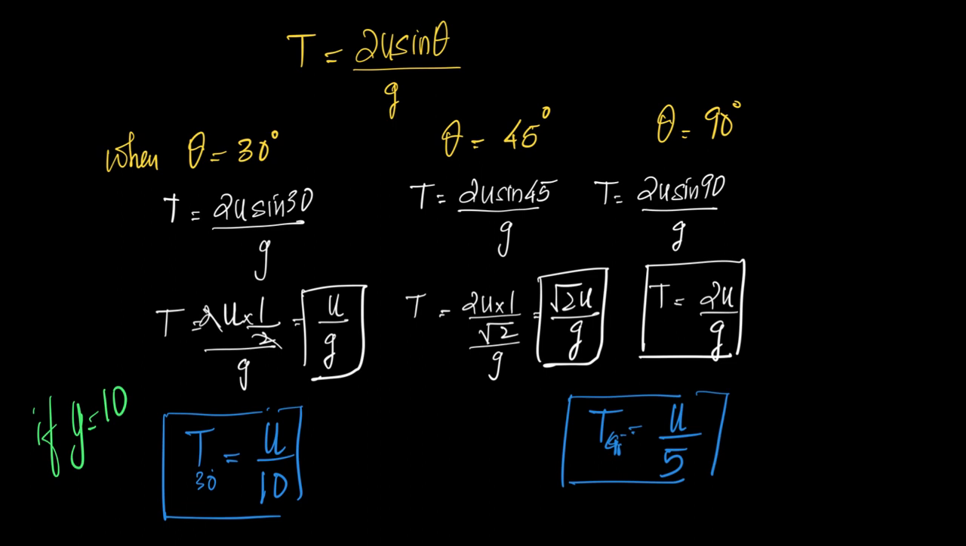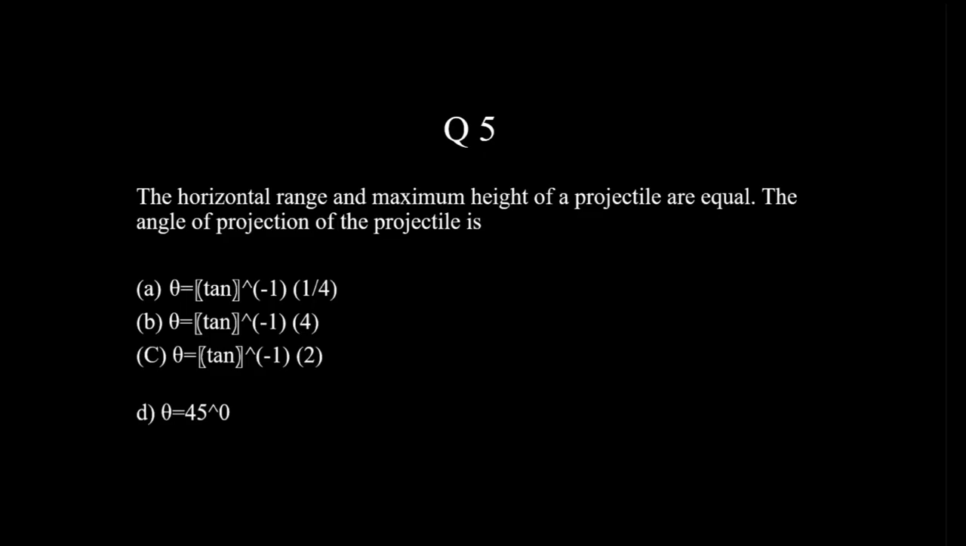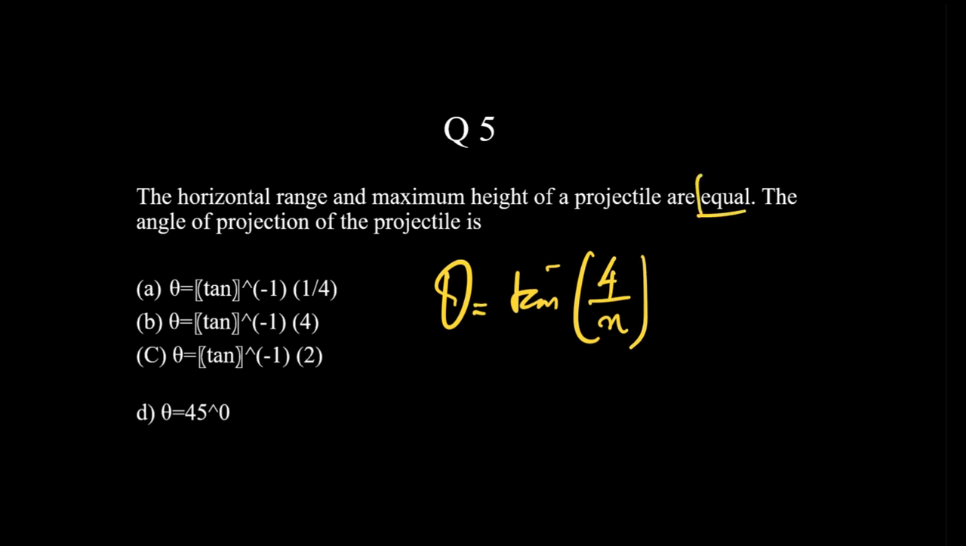Okay, so that's it with this question based on time of flight. Let us do the next question from NEET previous year. The horizontal range and maximum height of a projectile are equal. The angle of projection of the projectile is. See, this is a very straightforward question, and we know that theta is equal to tan inverse 4 by n, and since it is said that both of them are equal, n is equal to 1, therefore the correct answer would be theta is equal to tan inverse 4. So we have option B to be the correct answer.